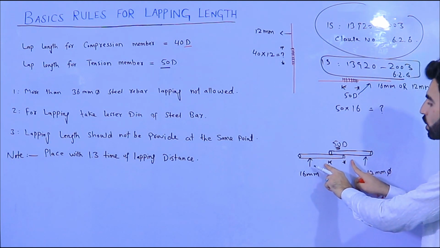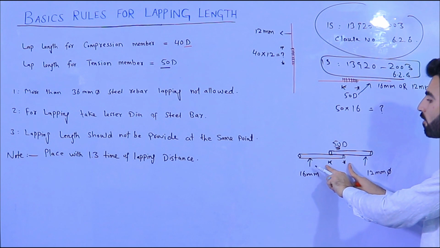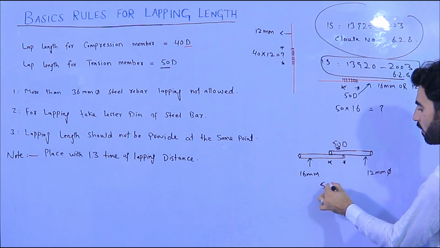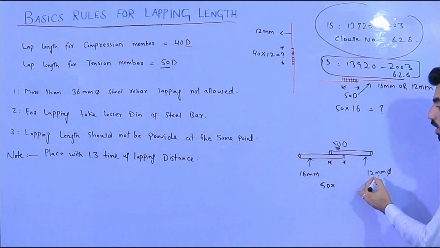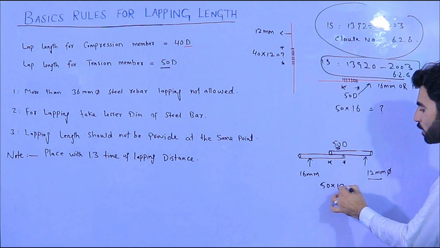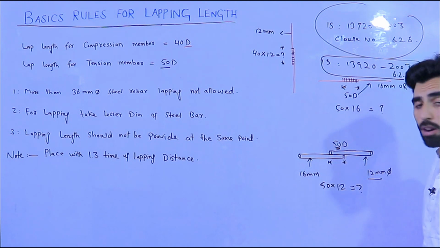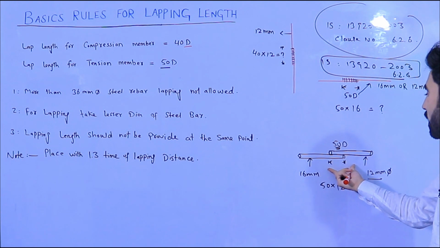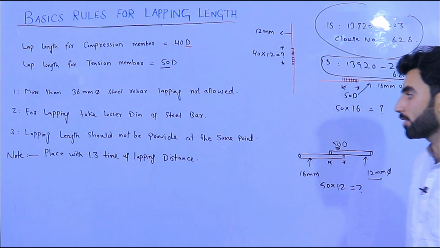Now I need to take the distance of lapping. So here the D should be what? 50 multiplied by the lesser diameter. So the lesser diameter is not 16 but 12 mm. So multiply by 12, then we can get the length of this lapping, right? This is very useful.